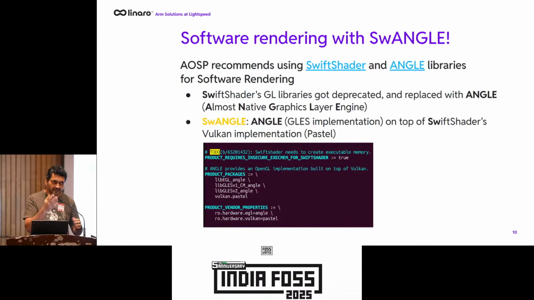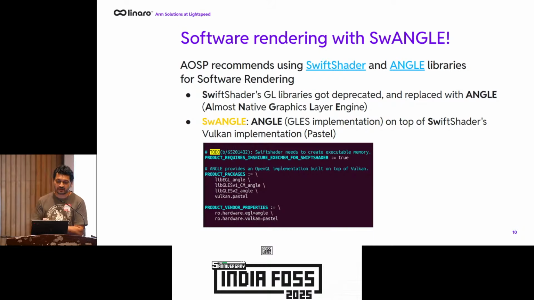And in case you don't have a GPU available, you cannot use Mesa. You can always fall back to software rendering. AOSP has an inbuilt stack which provides software rendering support. They spell it as Swangle, S-W-A-N-G-L. It's a combination of the SwiftShader project and the ANGLE project. I hope it is called Swangle, because that's what I've been calling it for the last 3 years.